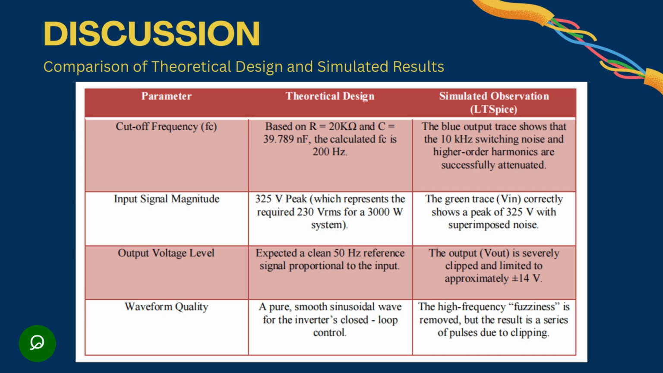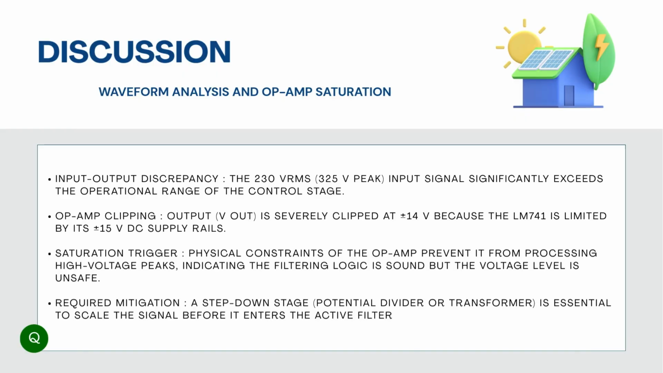Next, for output voltage level, in our design we expect a clean 50 Hz reference signal proportional to the input, but our output is severely clipped and limited to approximately plus minus 14 volts in our simulation. Lastly, for waveform quality, in our theoretical design, we expect a pure smooth sinusoidal wave for the inverter's closed loop control. But in our simulation, the high frequency fuzziness is removed, but the result is a series of flat-topped pulses, all due to clipping. Next, this is waveform and op-amp saturation analysis.